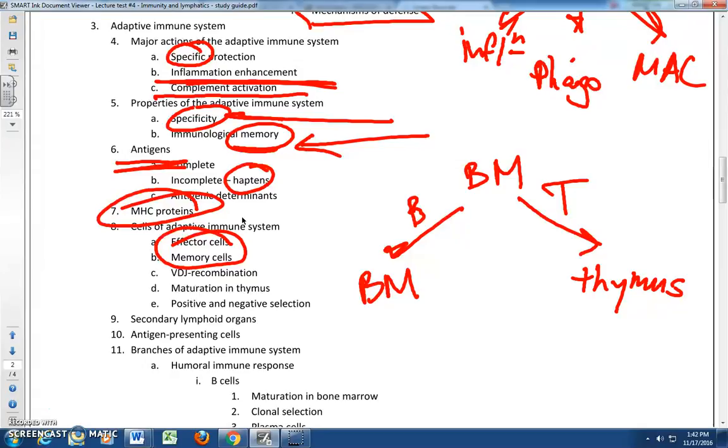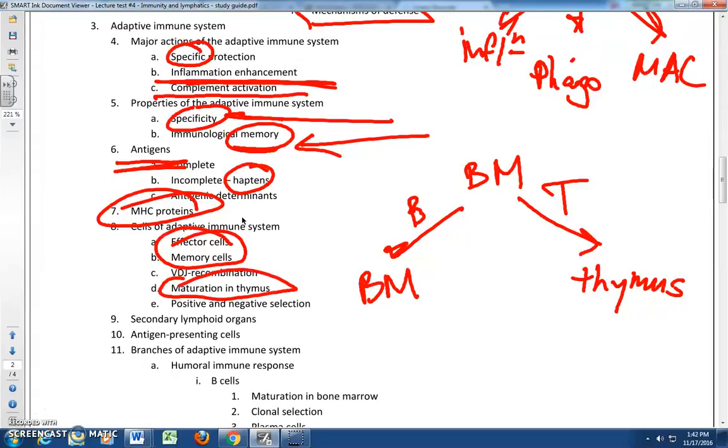And by recombination of those genes, you can yield almost an endless variety of variable regions on antibodies or receptors. That makes sense? So this V, D, and J, these fragments, they form variable regions of antibodies and receptors on the cells. And they can recognize virtually any antigen. Maturation, well, you have to know about this.